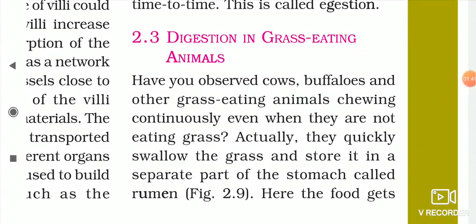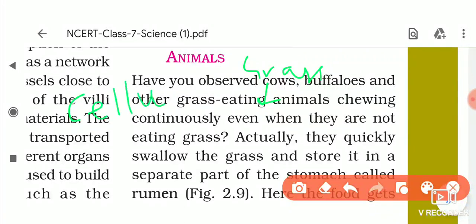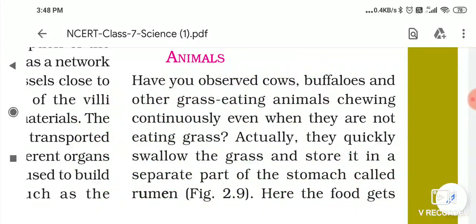They eat grass, and this grass is rich in cellulose. The grass is rich in cellulose and it cannot be digested easily. So, first they quickly swallow the grass and store it in a separate part of the stomach called rumen. This is important. Now let's discuss the rumen.